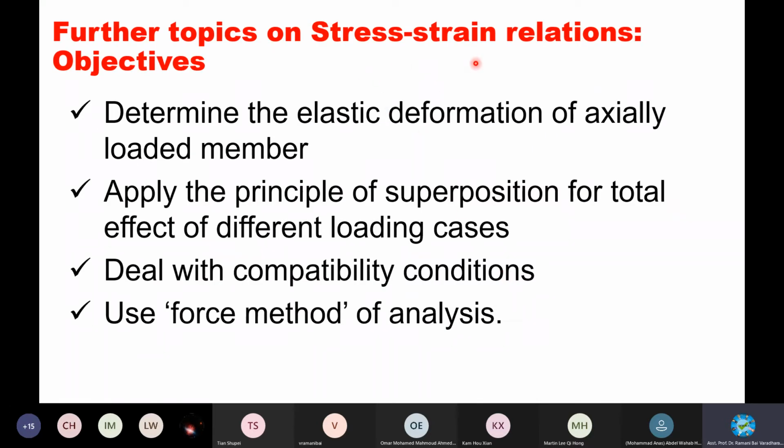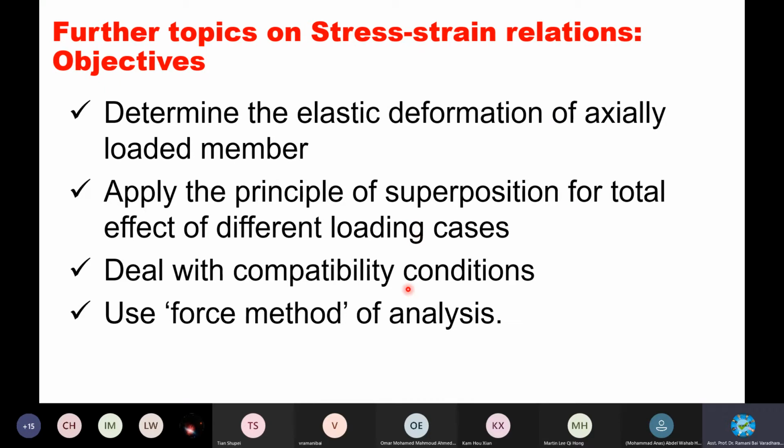Further topics on stress strain. Determine the elastic deformation of an axially loaded member. Apply the principle of superposition for the total effect of different loading cases. Deal with compatibility conditions. Use the force method for analysis. Right, we'll see one by one. These are the four types of problems accordingly, right? You will have stress strain calculations based only on elastic deformation, another one with superposition of two or three loads. Although it is uniaxial, two or three loads will be given.